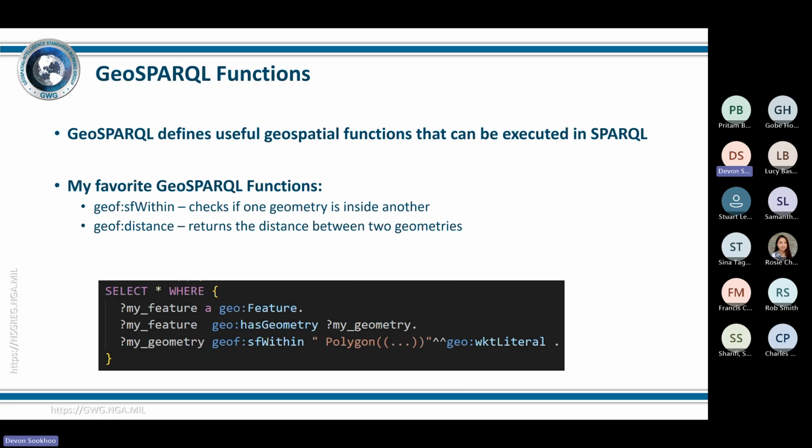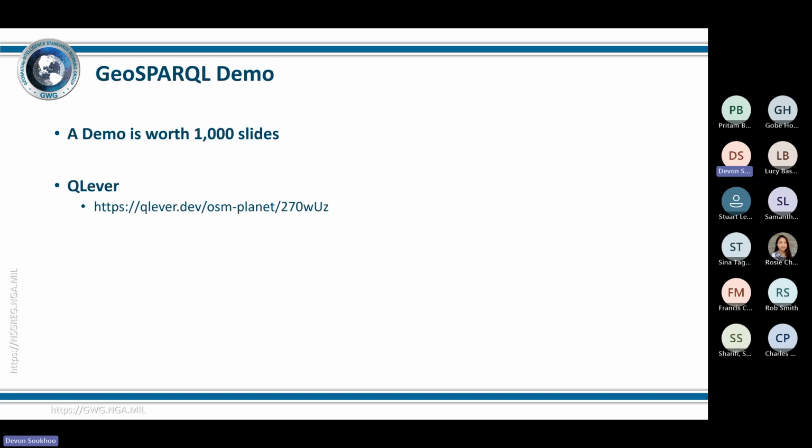That might be somewhat difficult to compute by yourself, but it will find the closest point on the polygon to the point and calculate the distance between the two. So these are just two of many functions listed within the GeoSPARQL specification.